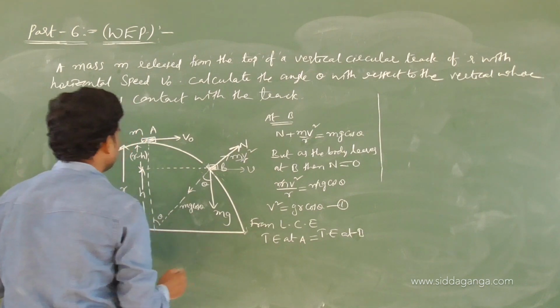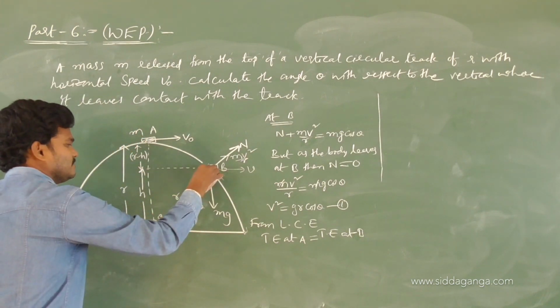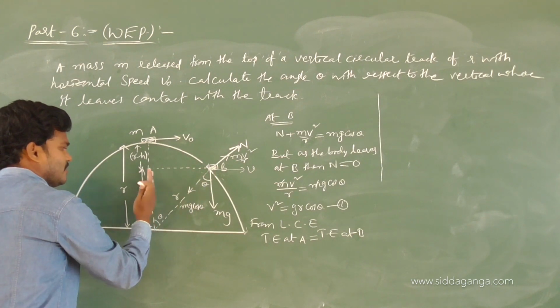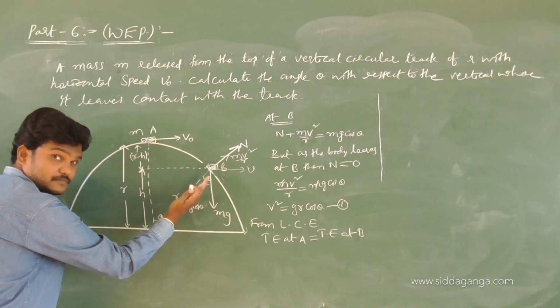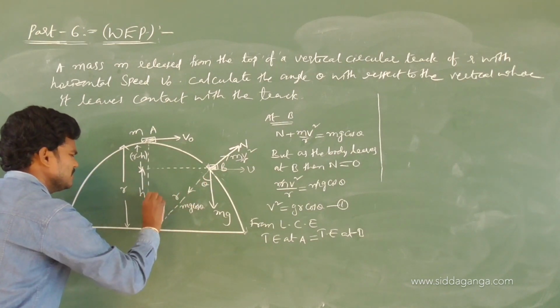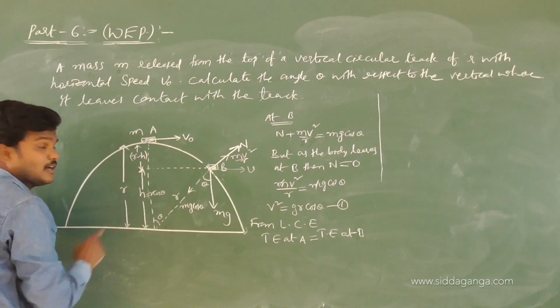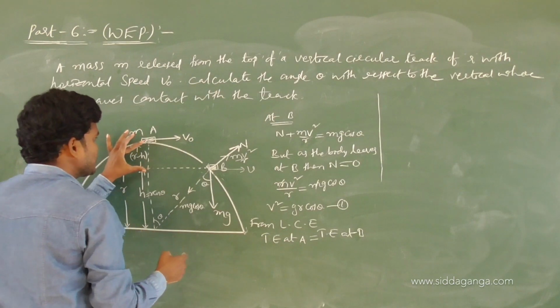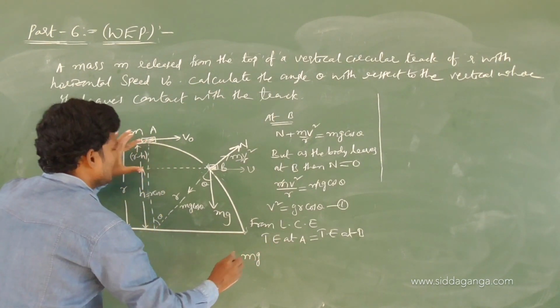So, let me write and resolve the component also. This is r. What is h? R cos theta. This is r, this is r cos theta. H is equal to r cos theta. What is r minus h? R minus h. At A, potential energy is mg(r minus h).